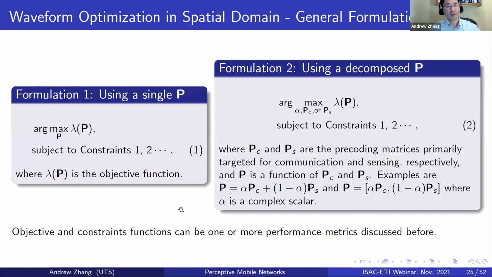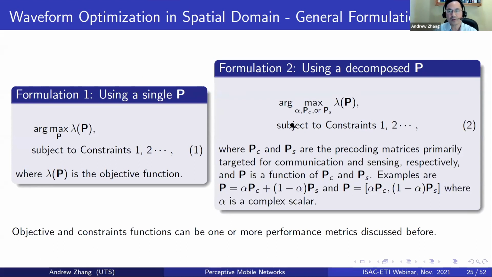In our opinion, there are typically two types of optimization approaches when we talk about a special domain optimization. One is that we use a single special precoder. We can formulate an objective function lambda p and subject to some constraints.